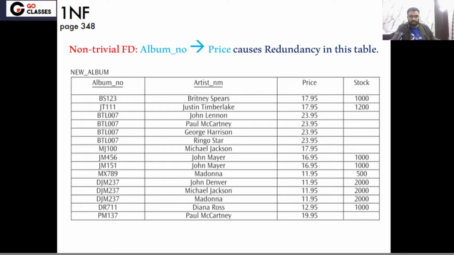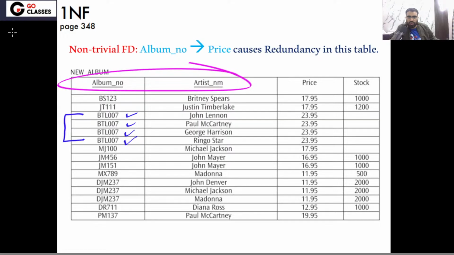Okay. For example, consider this table. In this table, did you notice one thing? Album number determines price. Yes or no? Album number determines price in this table. And you can see album number is not a super key, because here in these 4 tuples the album number is repeating. So album number is not a super key.